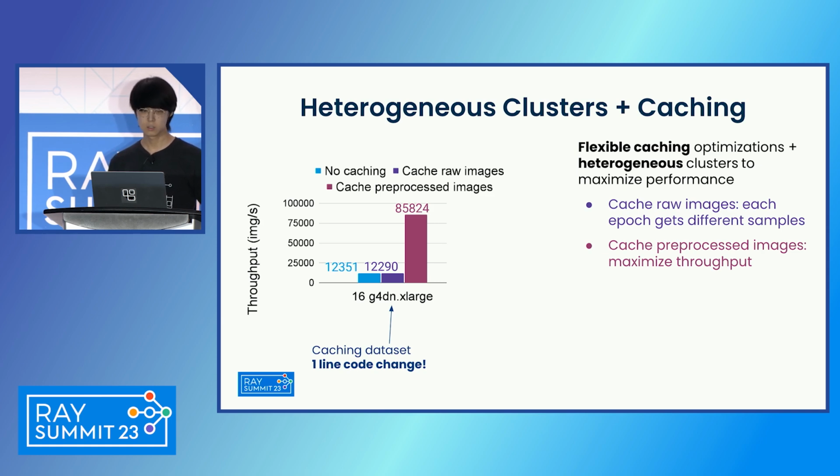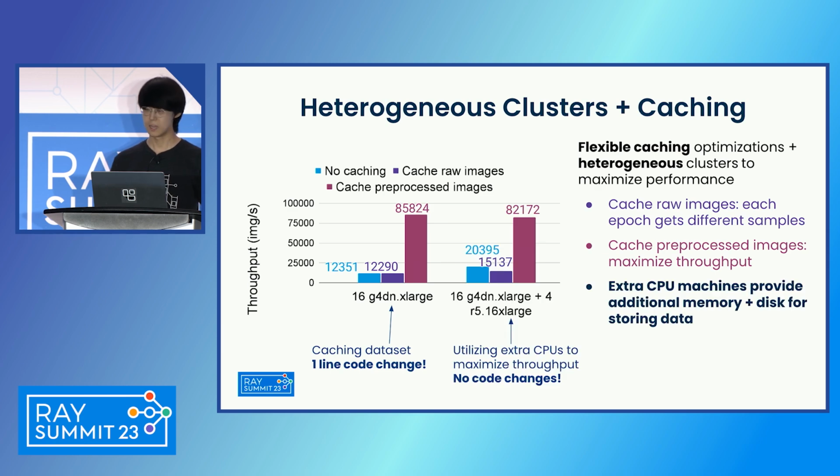In this case, we don't see much of a speed up because we not only have the additional overhead of caching the raw images, we're also still running the preprocessing function for each iteration over the data set. However, in the case where we cache the preprocessed images, we see almost a 7x increase in throughput. And of course, this comes from the fact that we're caching these images which are already preprocessed, and so we don't need to apply that preprocessing function each time.